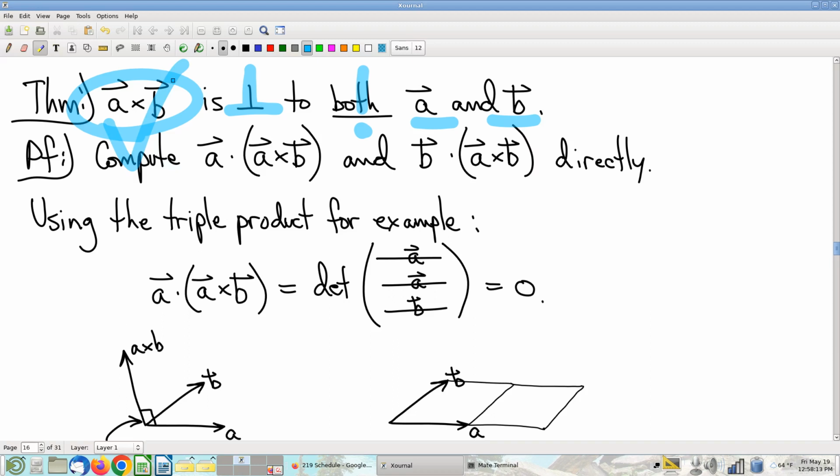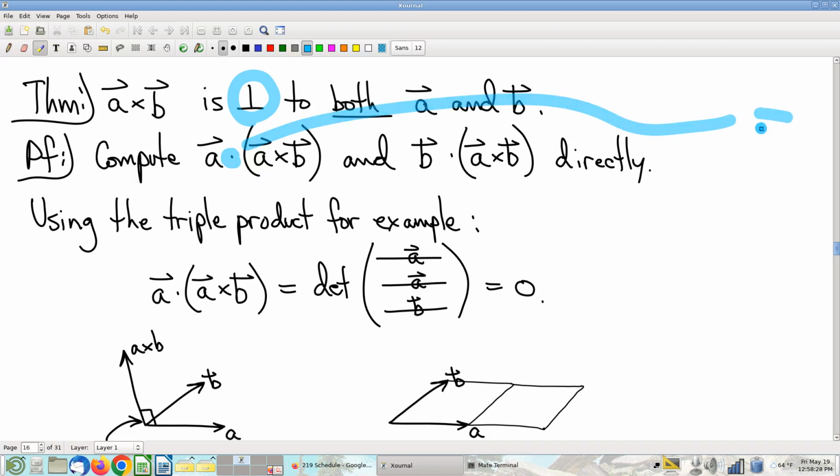I need to find something perpendicular to it. Boom. Cool. Right? Cross product. All right. Now, how do we prove orthogonality? Well, we prove orthogonality by taking the dot product and confirming that we get 0. That's the definition of orthogonality. Dot product is 0. Okay.